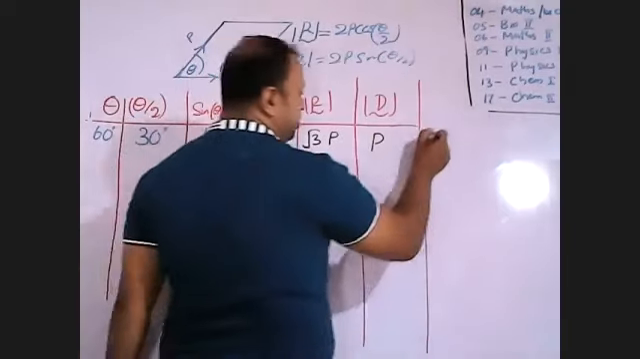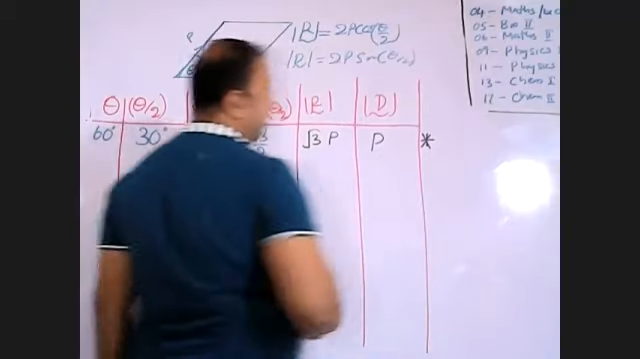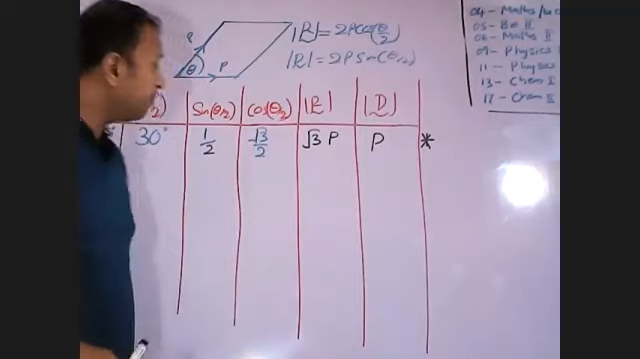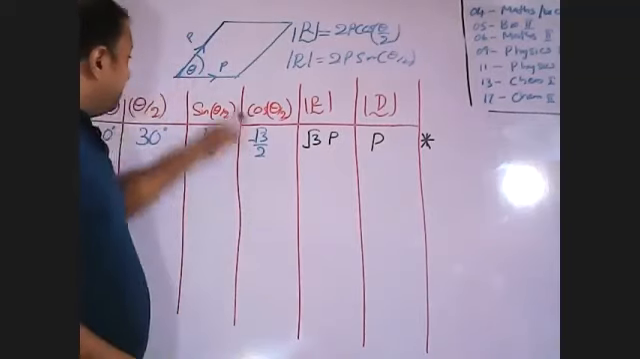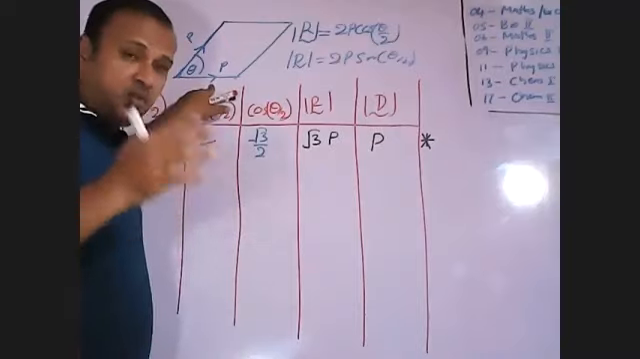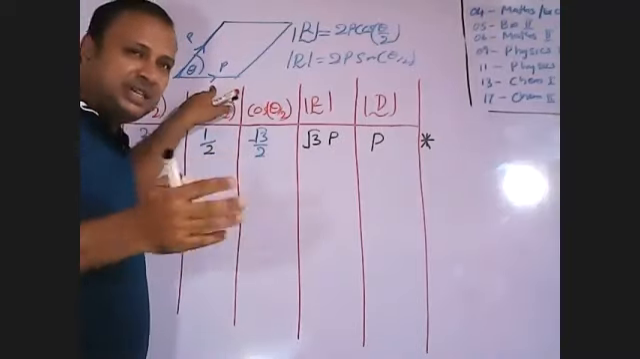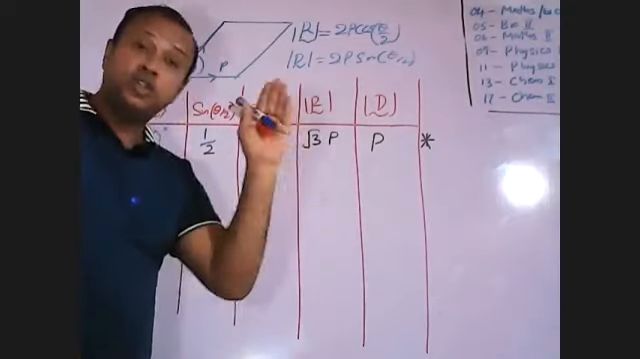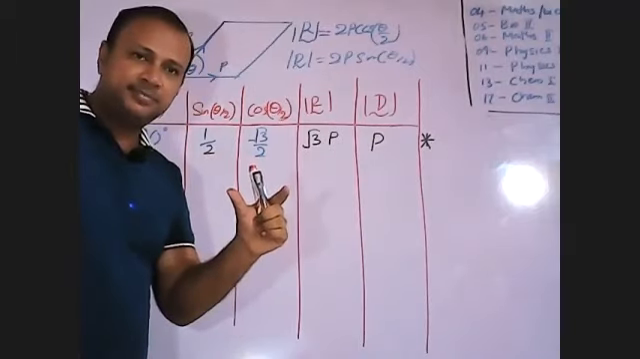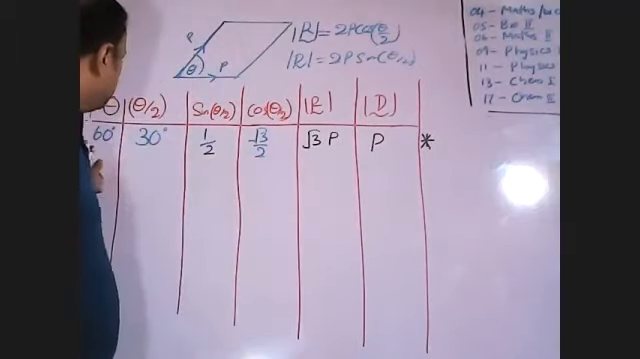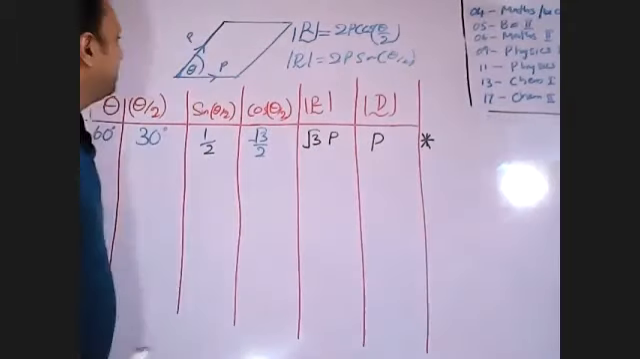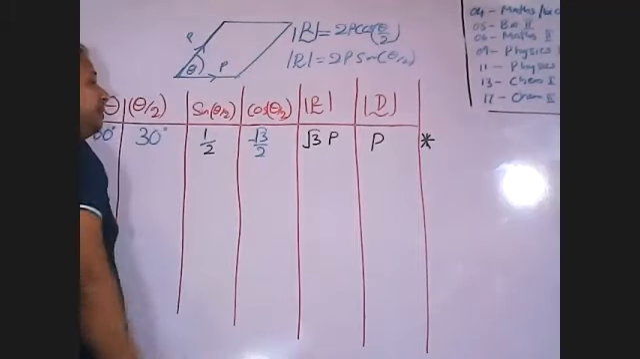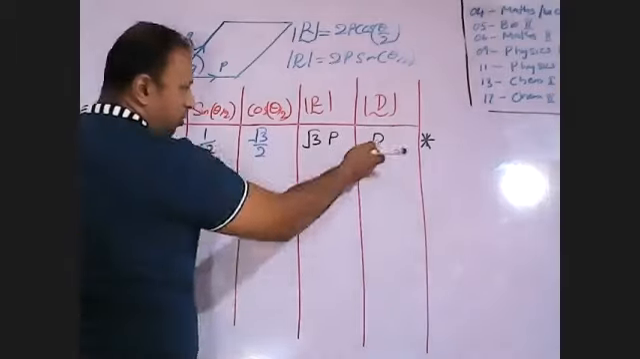Look at this. This is a very important point, because if there are two equal vectors, and the difference of those vectors is equal to one of those vectors, that means the angle between them is equal to 60 degrees. If the angle between them is 60 degrees, the difference should be equal to P.